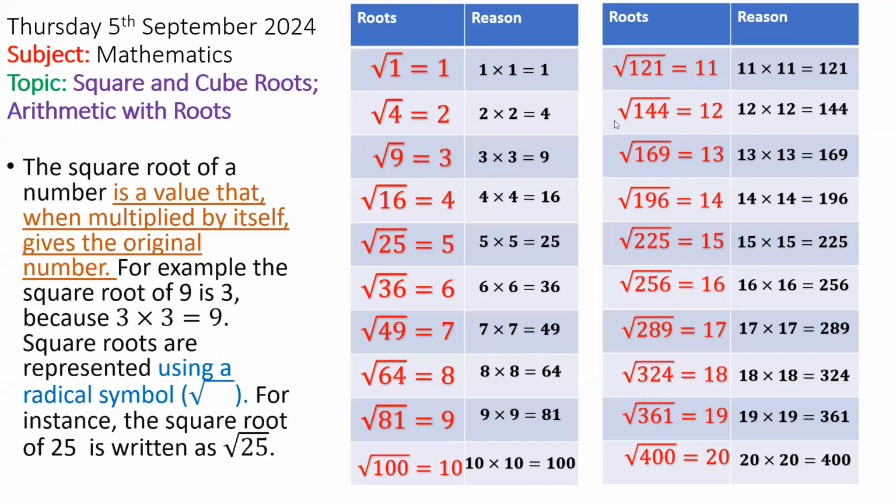All right. So Bri, can you read the definition of a square root of a number? The square root of a number is a value that, when multiplied by itself, gives the original number. For example, the square root of 9 is 3 because 3 times 3 equals 9. Square roots are represented using a radical symbol. For instance, the square root of 25 is written as √25. It's a radical symbol, so you just say the square root of 25.